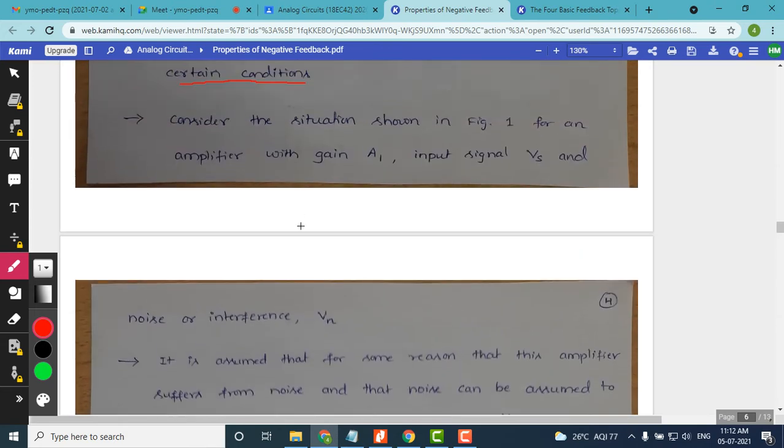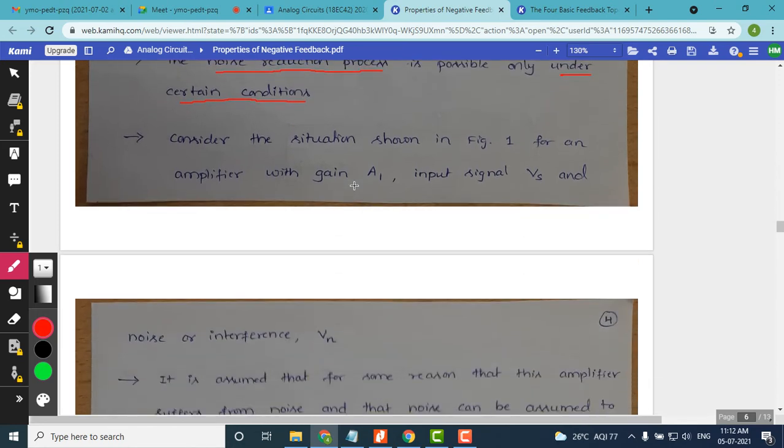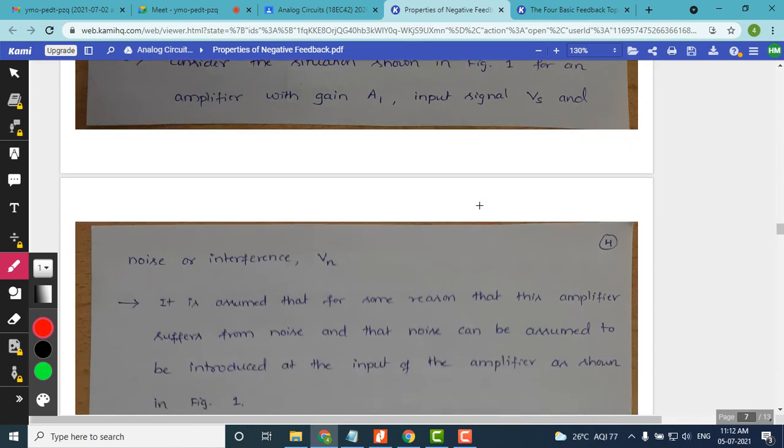I hope you understand the prior conditions here. Only under certain conditions can noise be reduced. The situation is that we have an amplifier with gain A1, the input source labeled Vs, and noise or interference labeled Vn. Noise can be either voltage or current, but here we assume that noise is a voltage signal, which is why we indicate it as Vn. This can be positive or negative, we do not know, because noise is random in nature. Sometimes it can be positive, sometimes negative.